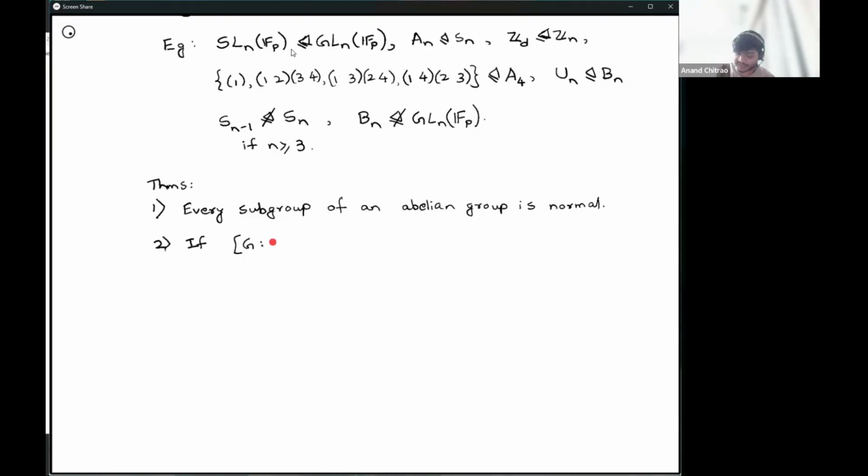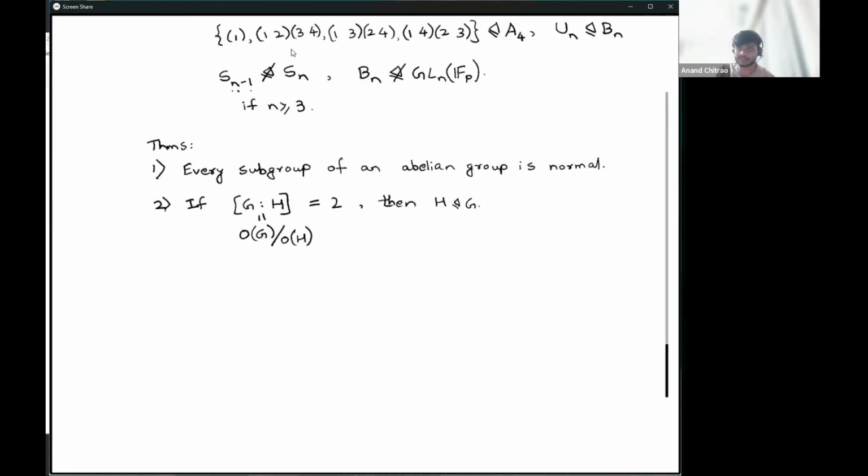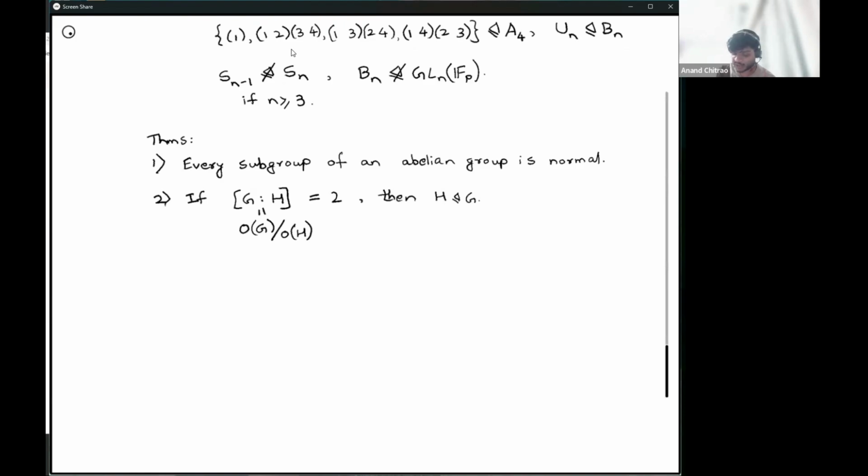If the index of H in G, I didn't really define this, but this is order of G divided by order of H when G and H are finite groups, is 2, then H is a normal subgroup of G. Okay? I'm assuming G and H are finite groups over here, although this fact doesn't require G to be finite.